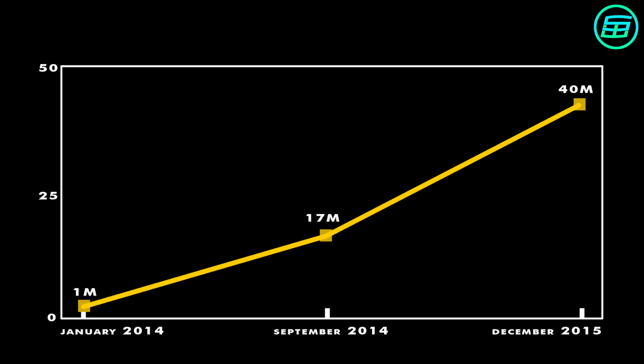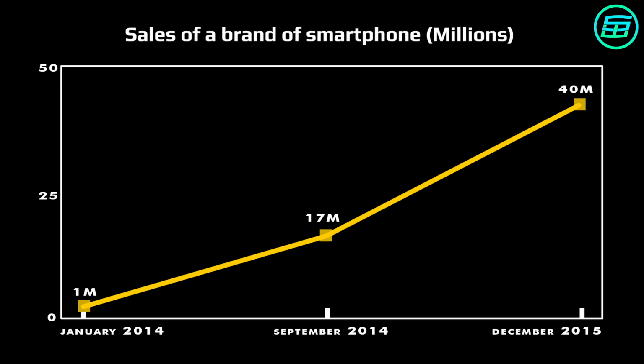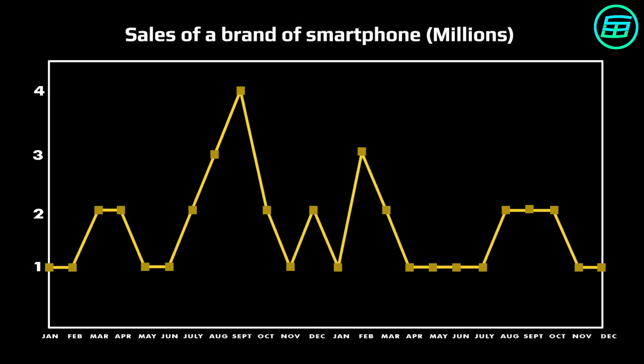What about this graph? Let's say it shows the sales of a brand of smartphone. At first glance, it looks like the sales have increased sharply, but if we look closely at the timeline, it turns out that the time spans aren't equal. There are 9 months between January 2014 and September 2014, but 15 months between September 2014 and December 2015. That makes it seem as if sales have shot up. If we consider the number of sales per month though, we end up with a graph that tells a different story. There's been no big increase at all.